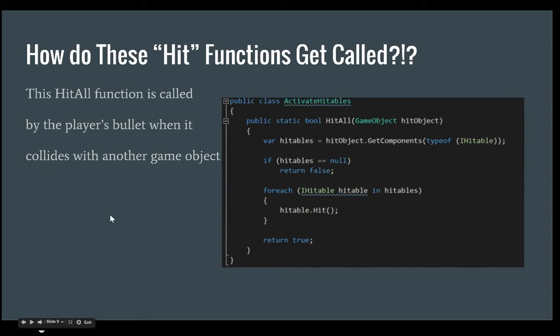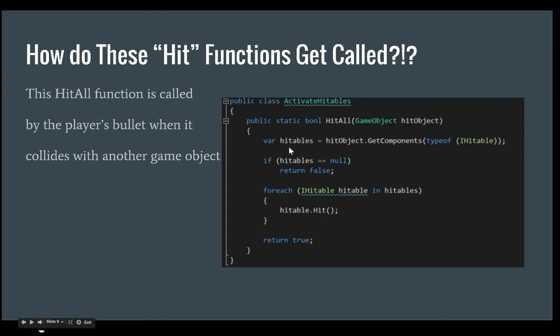But the question is, how does this hit function get called? Now, a game object can have several different iHittable components. So when a bullet intersects a game object, it gets thrown to this hit all function.